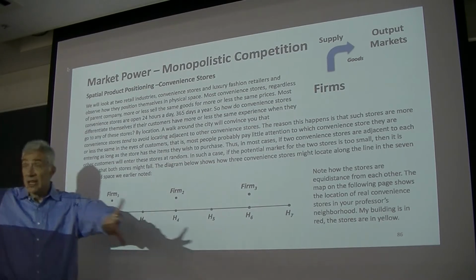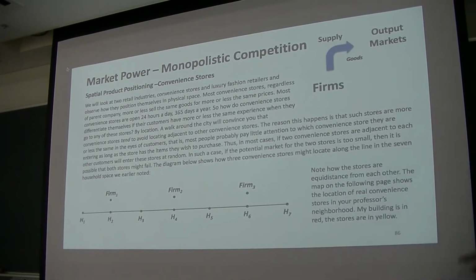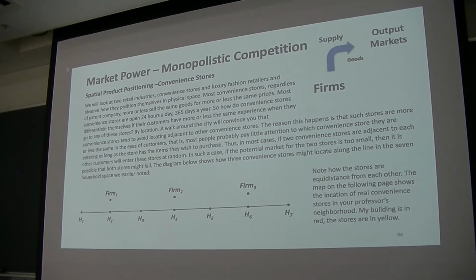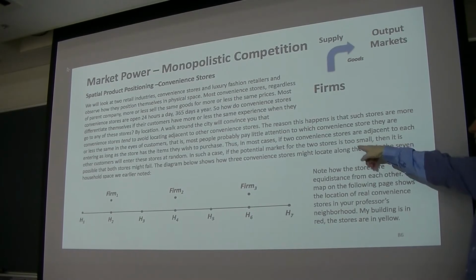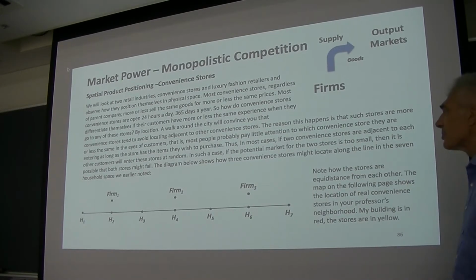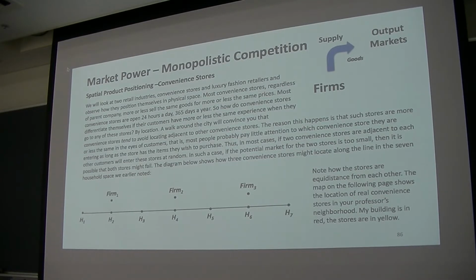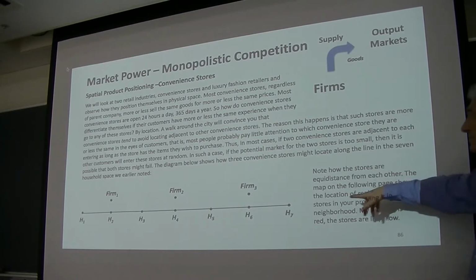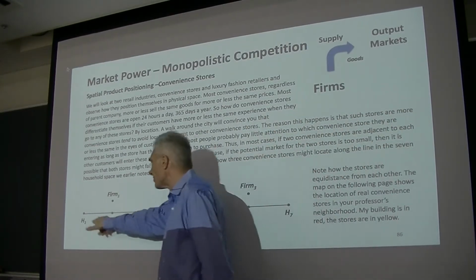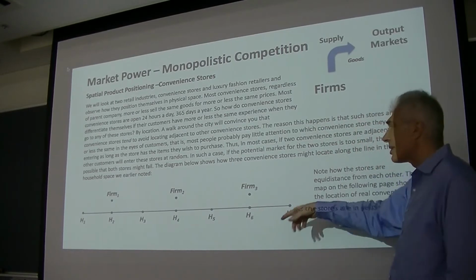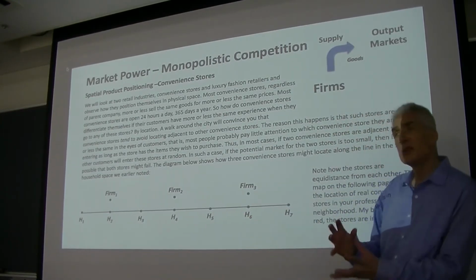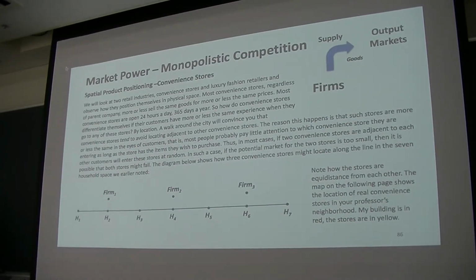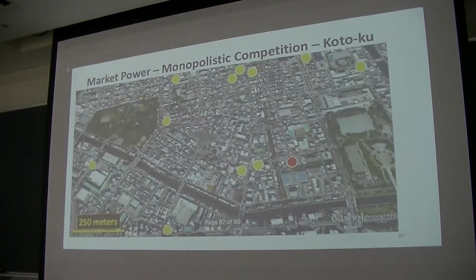So these stores avoid each other, and that's what we're going to look at. In this case, if the two stores are next to each other, then it's possible that both stores might fail. So I'm going to look at how 3 convenience stores might locate along a line in the 7 household space that we talked about earlier. Same space, now we've got 3 firms. We're going to look at spatial competition, how the firms might compete for space along that line.